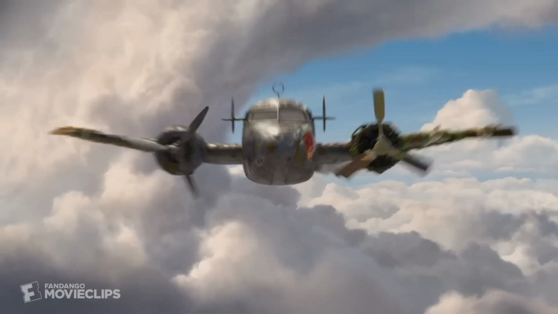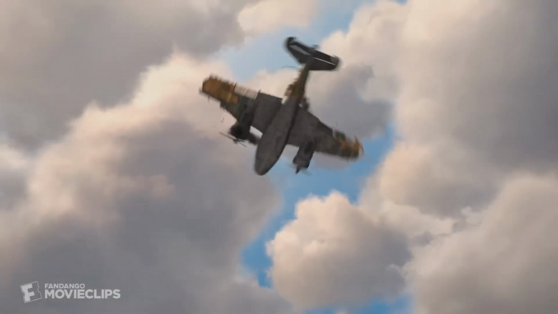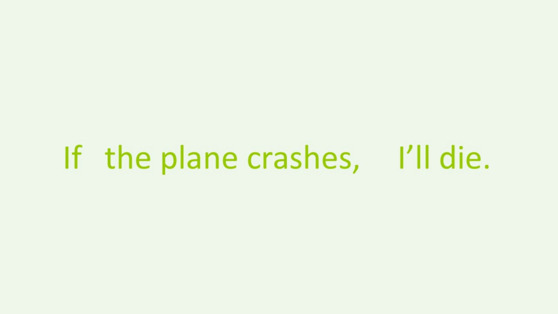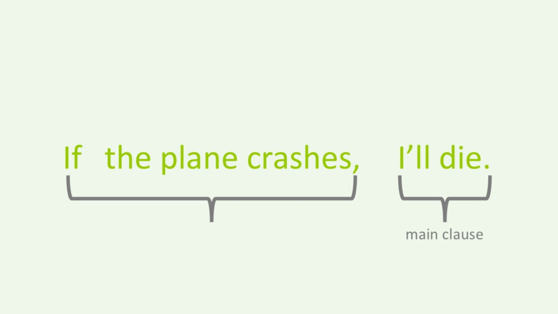Look at this example. If the plane crashes, I'll die. Try to answer the questions I ask. There are two clauses in this sentence. What do we call this clause? The main clause. What do we call this clause? The if clause.